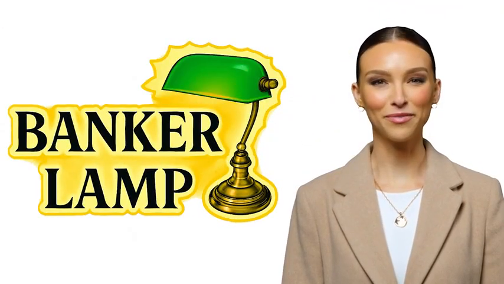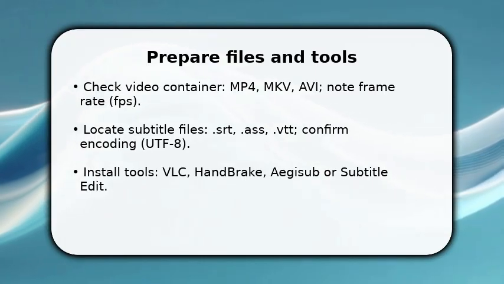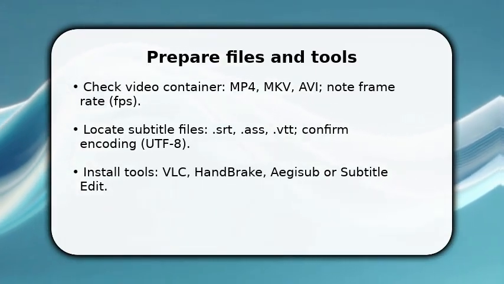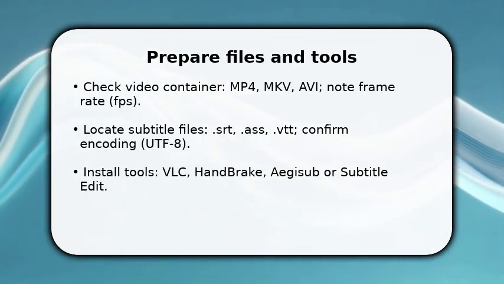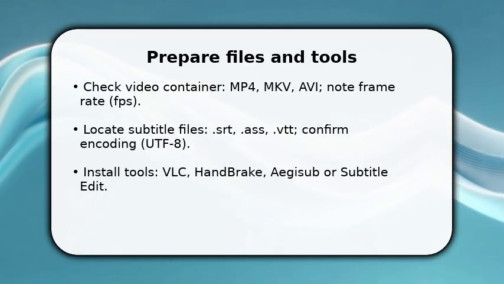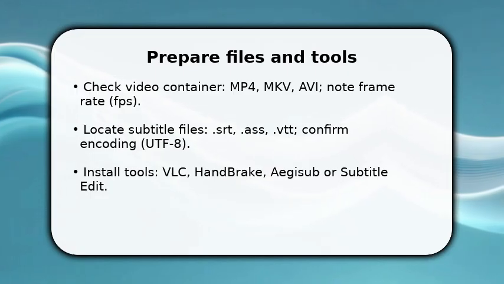You start by gathering the essentials, the movie file and the subtitle file, and installing a subtitle editor and a player. Check the container and the video's frame rate so timing adjustments match. Make sure the SRT or ASS file is UTF-8 to avoid garbled text.